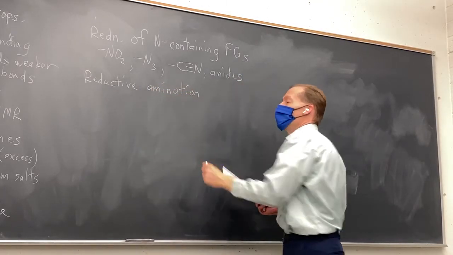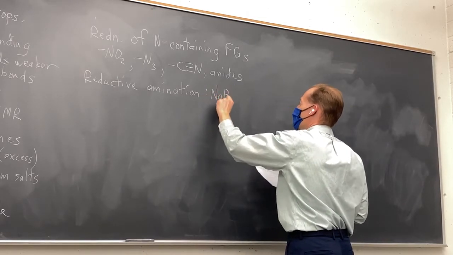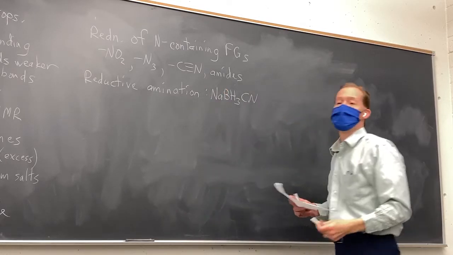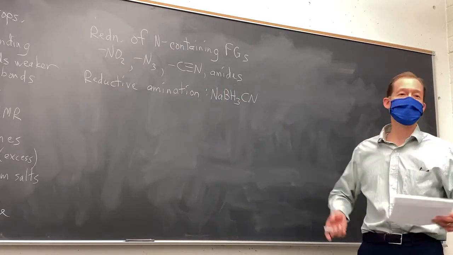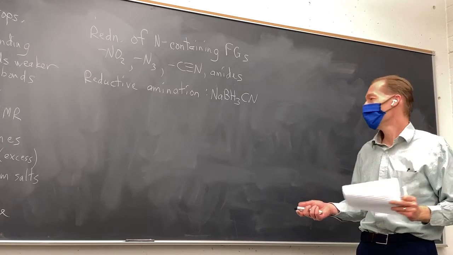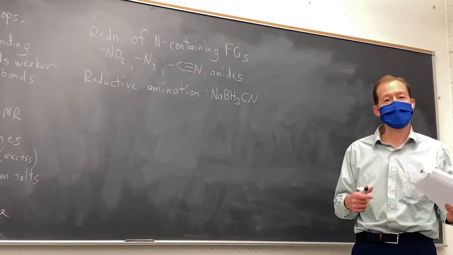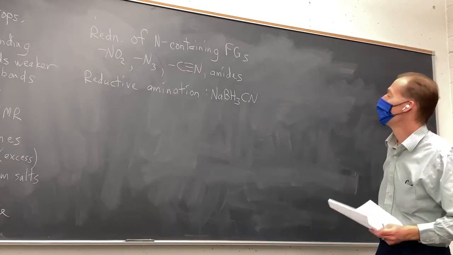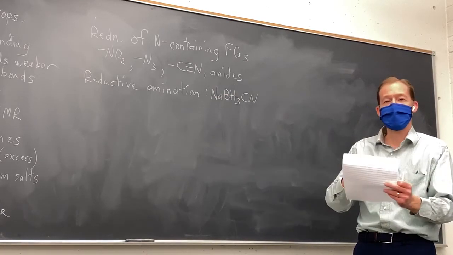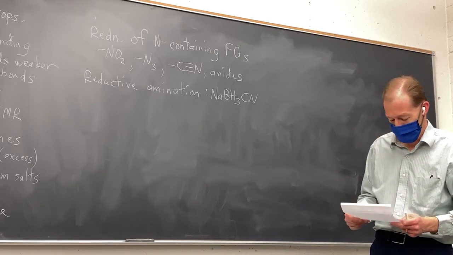Reductive amination uses a new reducing agent, new to us at least in the class, and that's sodium cyanoborohydride. And we talked about how this is a weaker reducing agent than sodium borohydride. So it will only reduce iminium ions, and it will not reduce aldehydes or ketones themselves. And so that makes it very useful. We form an iminium ion in solution, and then we reduce that iminium ion, and that gives us an amine.